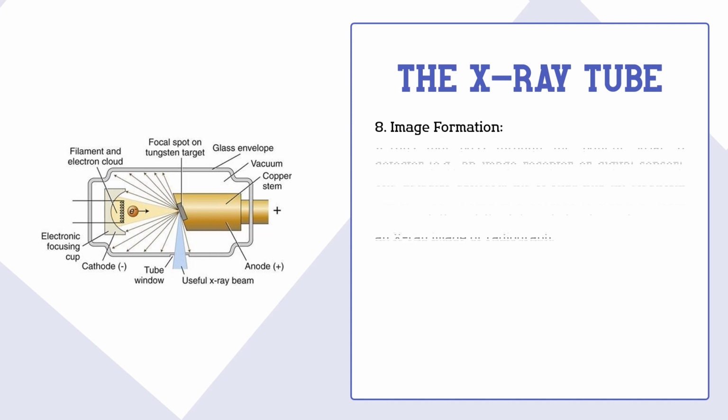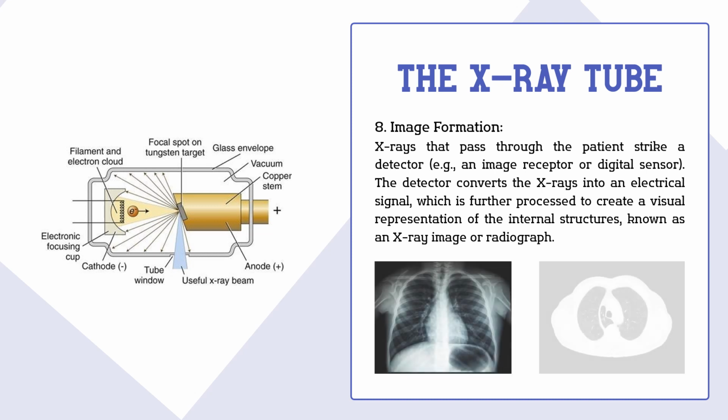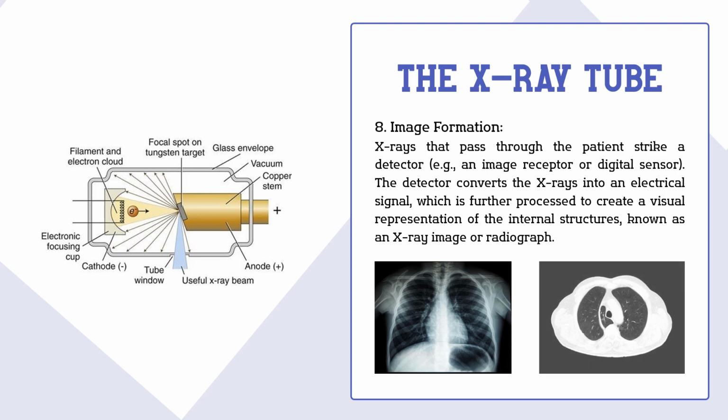For diagnostic purposes, the X-rays that pass through the patient strike a detector, like an image receptor or digital sensor. The detector converts the X-rays into an electrical signal, which is further processed to create a visual representation of the internal structures, known as an X-ray image or radiograph. Below are examples of general X-ray and CT images.